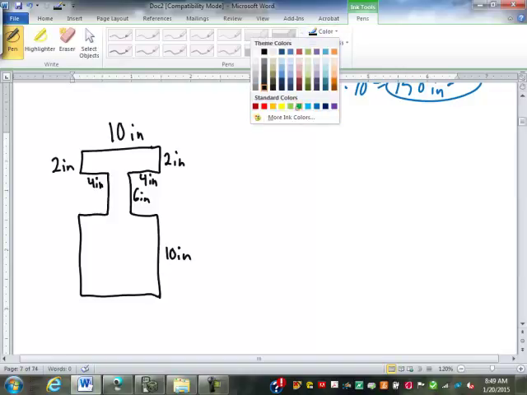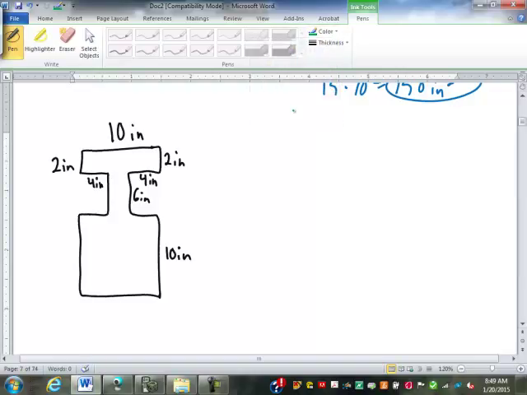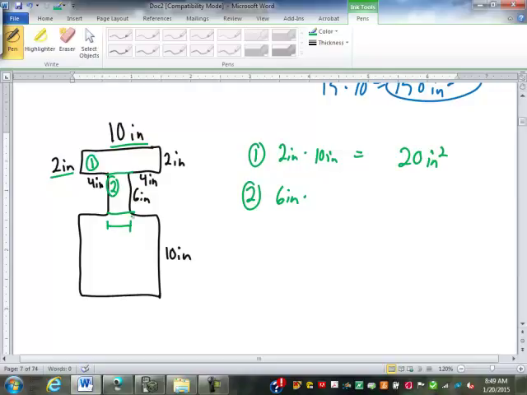If I want to find the area of this, there's actually two different ways I could approach it. One way would be to do this. I'm just going to cut it into rectangles. I have a top rectangle up here that is 2 inches by 10 inches, which will make it 20 inches squared, or square inches. I have a second rectangle here. We know it's 6 inches tall. What's the dimension across here?